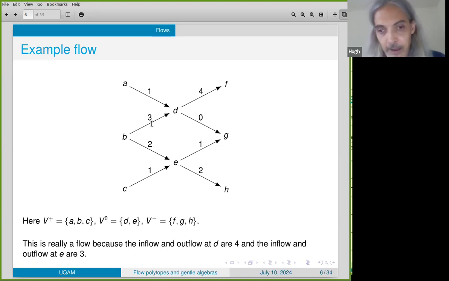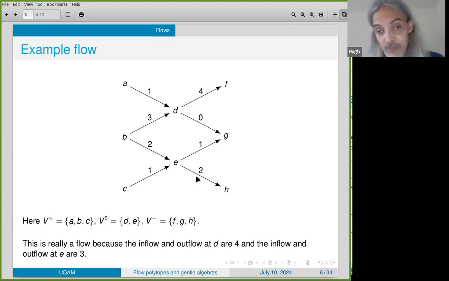And the thing that makes it a flow is that at the internal vertices D and E, the amount flowing into D is equal to the amount flowing out of D. So that's 1 plus 3 is 4, which is equal to 4 plus 0. So that's what makes it a flow at D. And then there's also a condition at E that 2 plus 1 equals 1 plus 2. Right? So these are the flows.